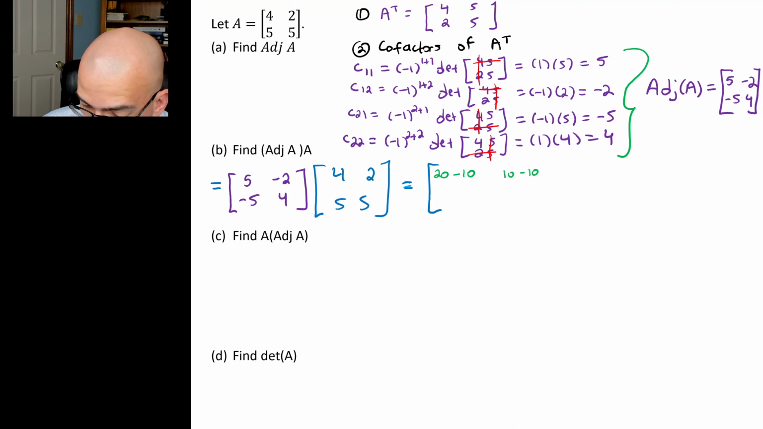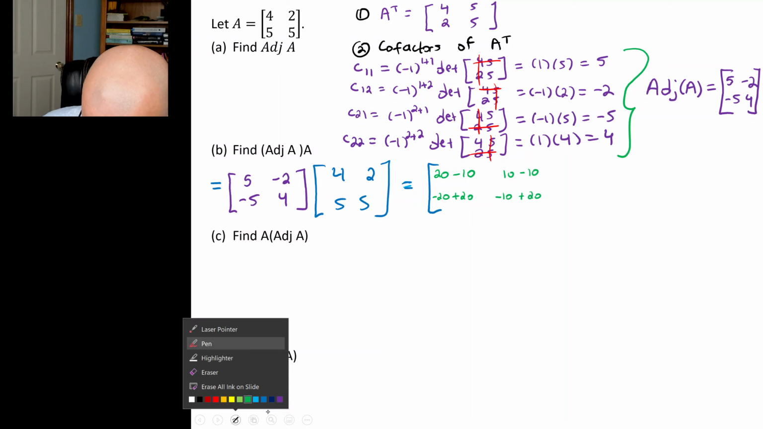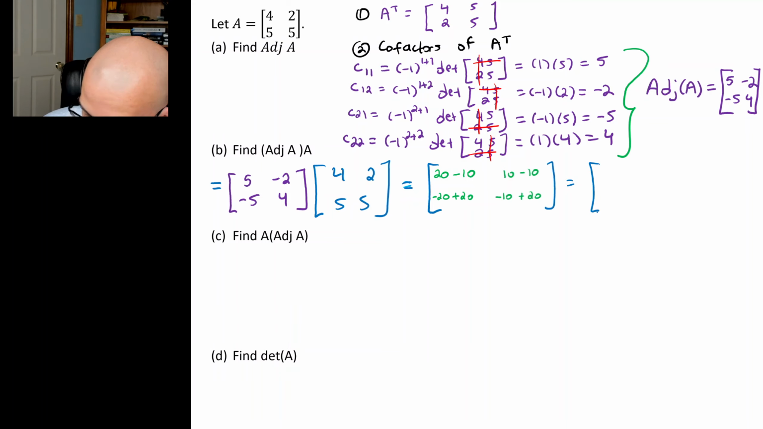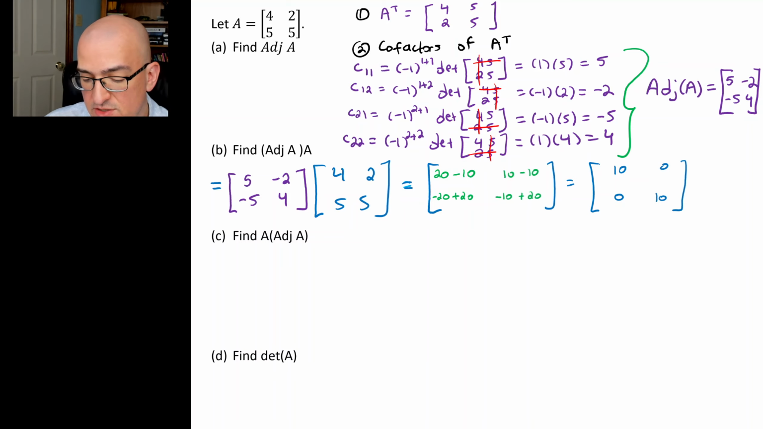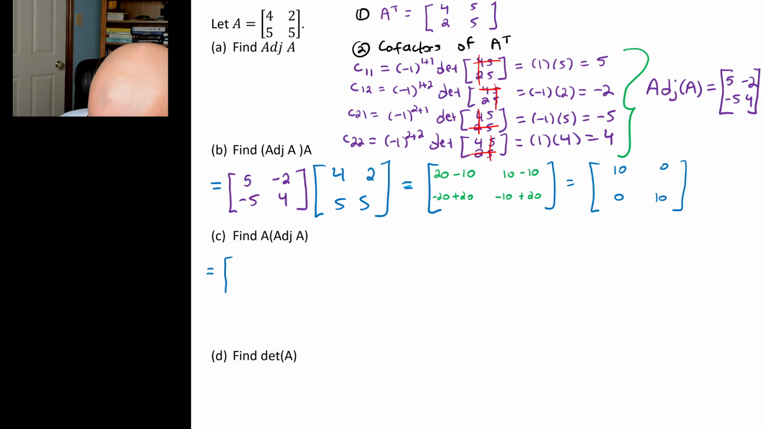Bottom left entry is the second row dot product first column. So -20 plus 20. And then last is row 2 dot column 2. So -10 plus 20. And what we get is 10, 0, 0, 10. Now the next part's asking us to reverse the order of multiplication. Instead of adjoint of A times A, it's asking for A multiplied by the adjoint of A. So that's okay. We're just going to redo this calculation.